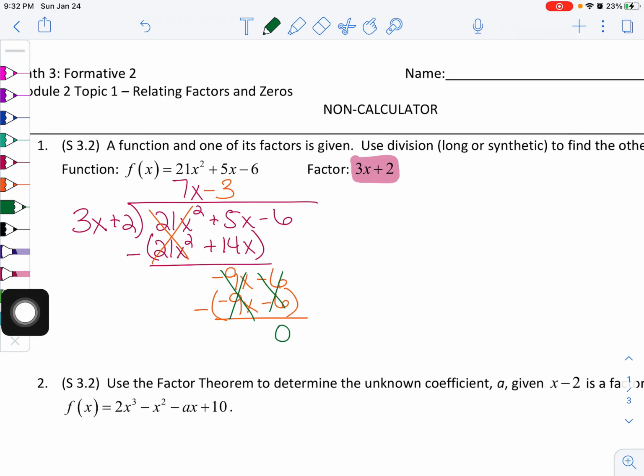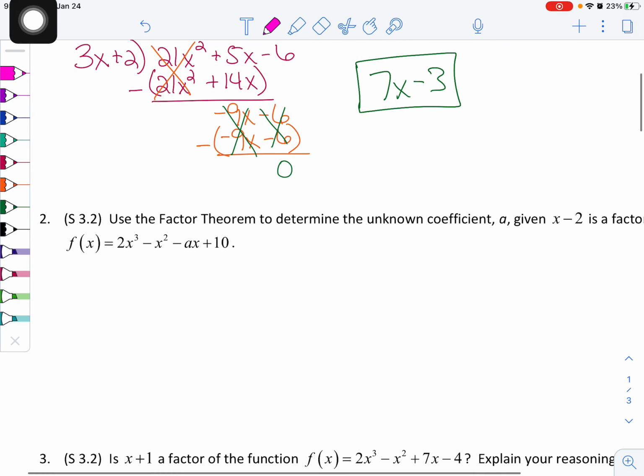So what is the other factor? 7x minus 3. So whether you do long division or synthetic division, that would be your answer for problem number 1. All right, problem number 2.